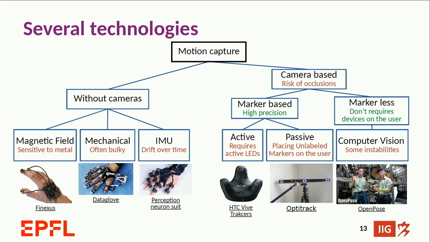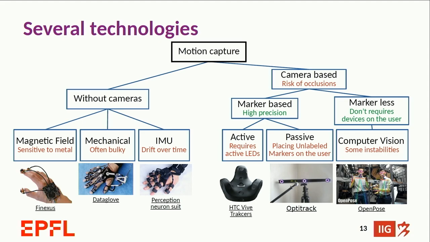We can have a mechanical solution. So this one, the illustration is a bit old, but the idea is, for instance, to have strips on a glove. And when those strips get bent, the resistance of the material changes, and we can recover the bending of the fingers. Or we can use accelerometers. So we define an initial position, and then integrate the acceleration over time to maintain the position, but those kinds of solutions are often subject to drift.